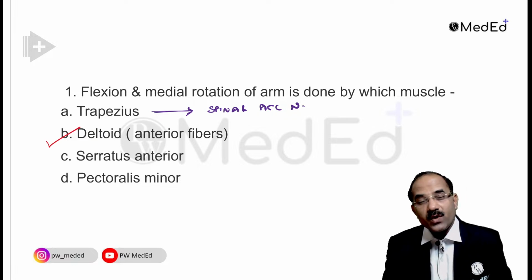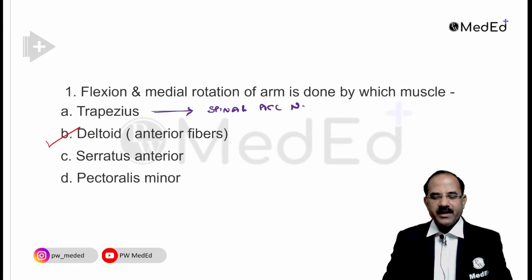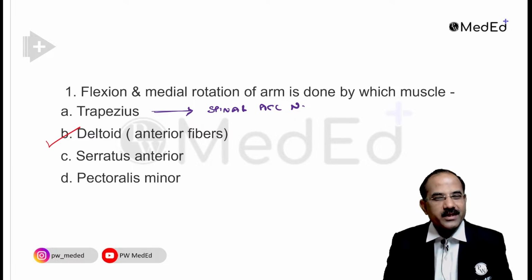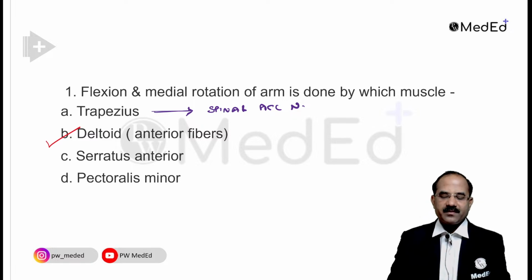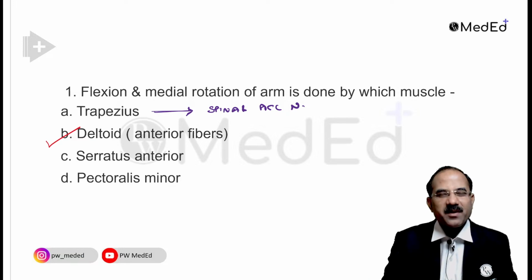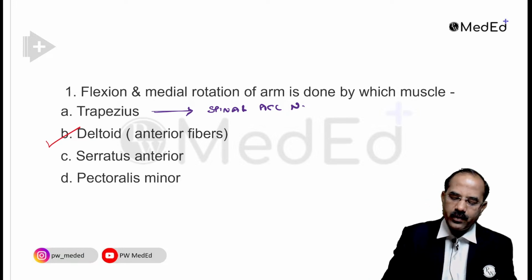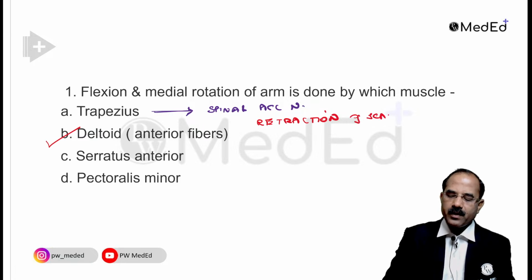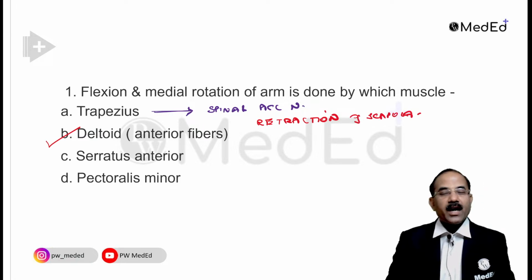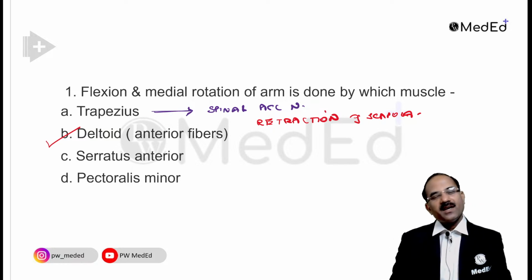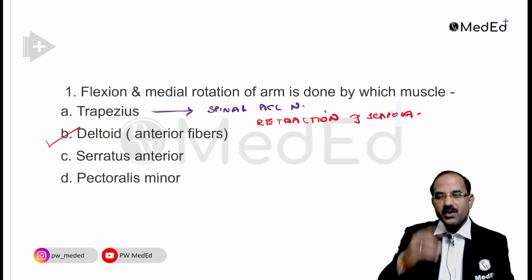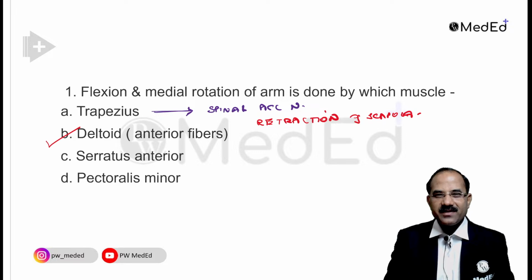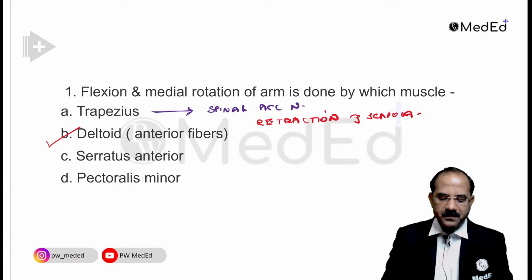Trapezius along with rhomboids. Okay, I'm giving you a hint. Trapezius along with rhomboids do what? Yes, children, speak up. Come on, answer. Yes, very good, surgeon. Retraction of scapula. Very good. Trapezius along with rhomboids does retraction. This was the MCQ asked in this INICET, which was held on Sunday.